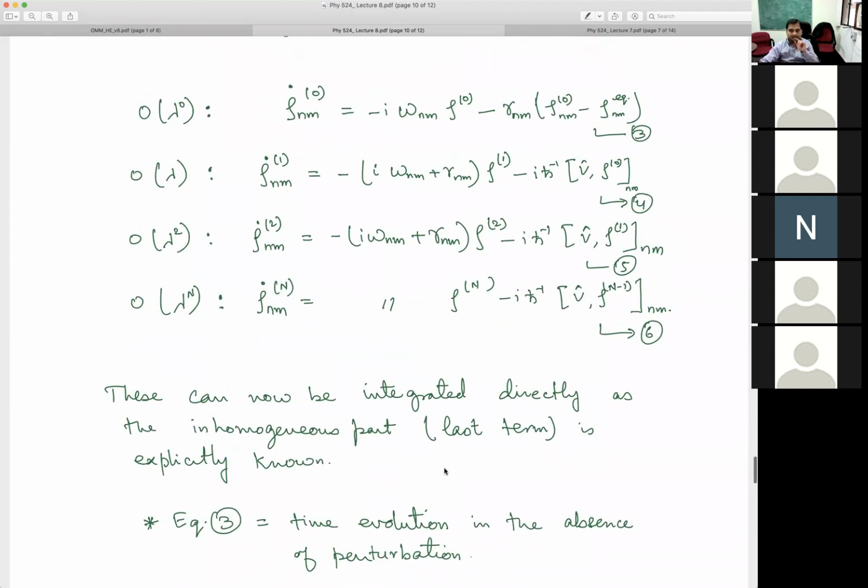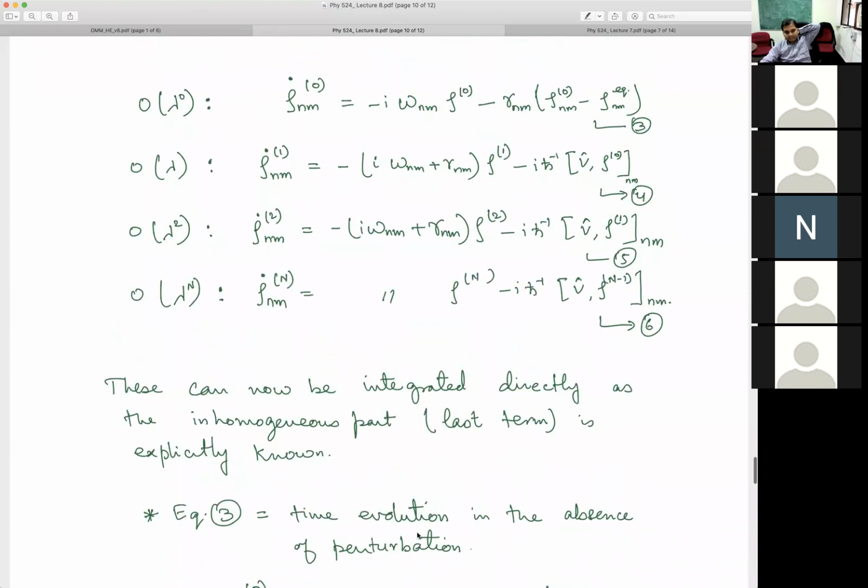Okay. Now let's come back to what we were doing earlier. That what happens when there are no interactions, right? So if v was 0, then the 0th order term, so equation 3, is like the time evolution in the absence of any perturbation. If there is no perturbation, then the density matrix will reduce to rho 0, and rho 0 will have this kind of an evolution. So it may start from some arbitrary rho at time t is equal to 0, but at finite time it will evolve like this basically.